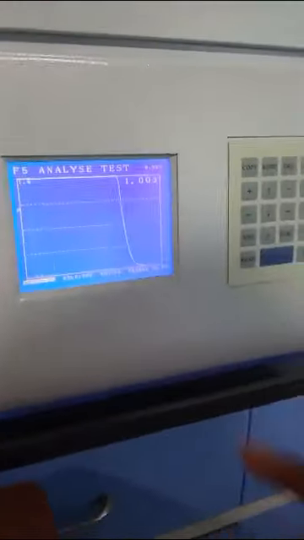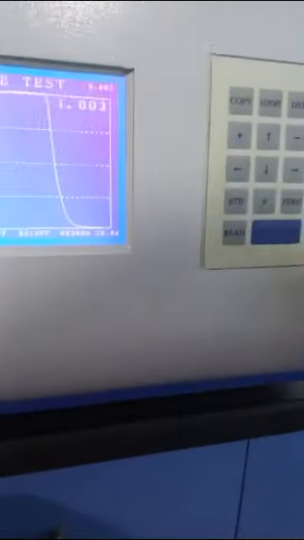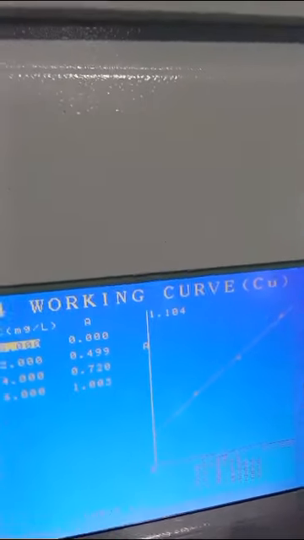Now can you see the curve? Can you see the curve? You can only get to see the curve on F4, which is working curve. Can you see the square values? So these are the values, the absorbance. 999.